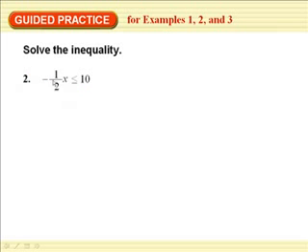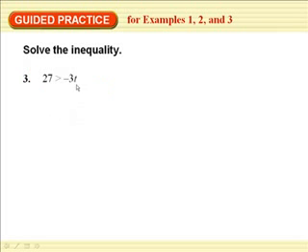Okay, so we have negative 1/2 times x. The best way to get rid of a fraction is to multiply by its reciprocal. We want to cancel it out. Those all cancel out. We multiplied by a negative 2 over 1, which is a negative 2. So we have x. We did multiply by a negative, so we have to flip the sign. And 10 times negative 2 is negative 20.